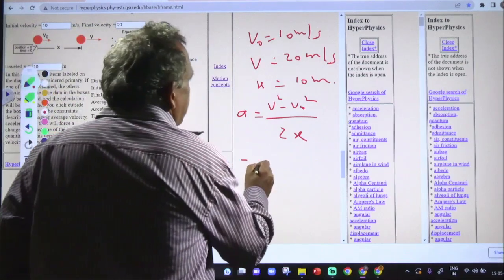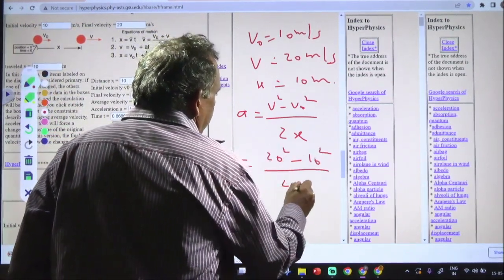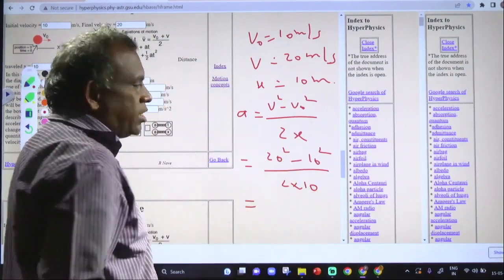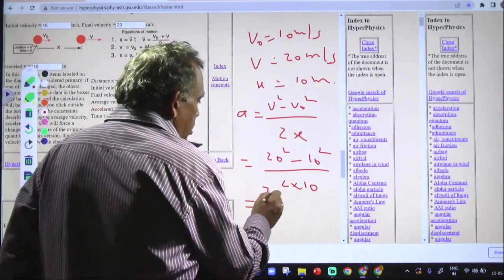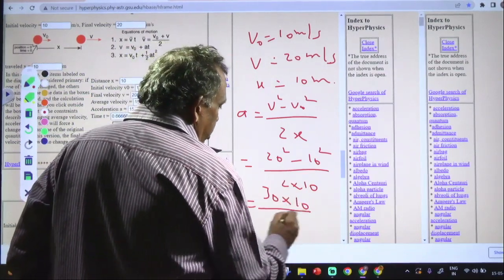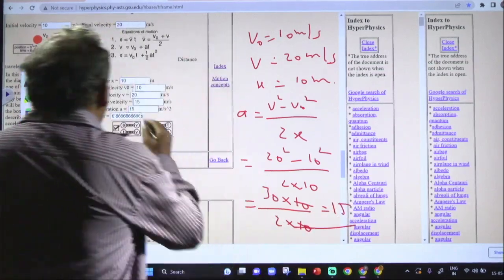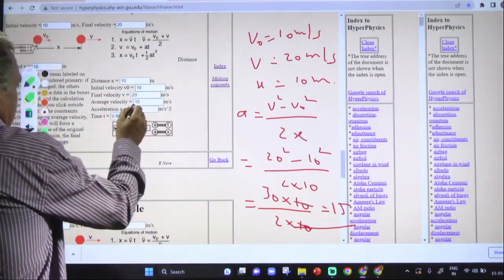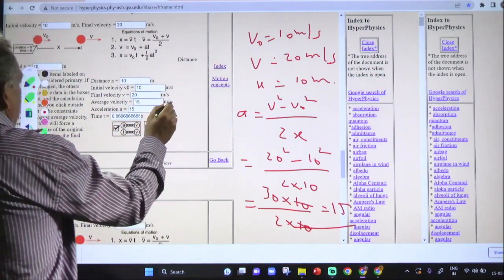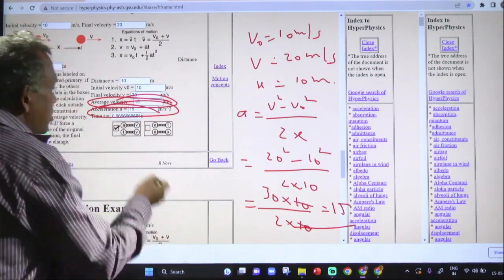If you calculate, 20 square minus 10 square upon 2 into 10 will come. So 20 plus 10, 30, and 20 minus 10, that is a plus b into a minus b. So 10 upon 20 will come, 2 into 10, the 10 gets cancelled. It is 15. See, that's why average velocity is 15 meters per second. Acceleration is 15. The time also you got the answer.